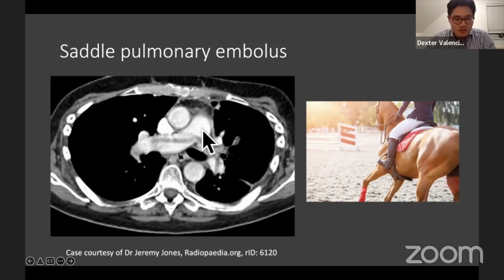Again, this is a CTPA. We've got lots of contrast within the main pulmonary artery, and we can see this linear filling defect in the right pulmonary artery and the left pulmonary artery, going across there. This is what we call a saddle pulmonary embolus. This is usually quite bad. The patient tends to be quite unwell, requiring quite a bit of oxygen. So, saddle pulmonary embolus.